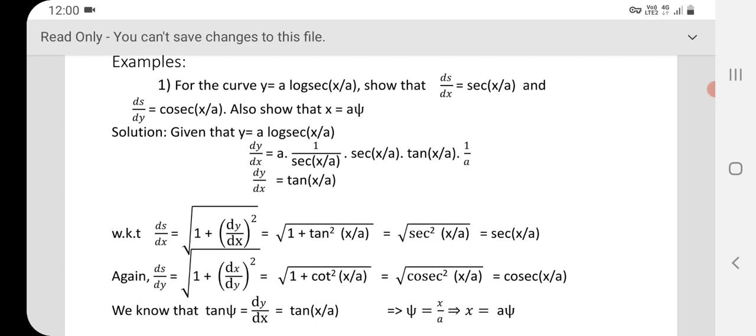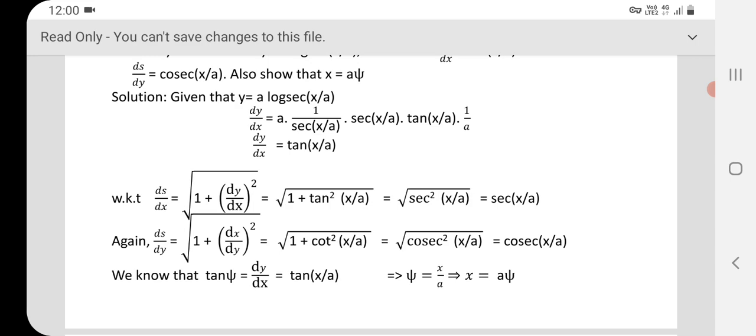Now we will cancel a and secant x by a. The remaining is tan of x by a. Now I will take this substitution in this equation. ds by dx equals root of 1 plus (dy by dx) whole square equals root of 1 plus tan square x by a. This is secant square x by a. So to remove the square root, it becomes secant x by a.